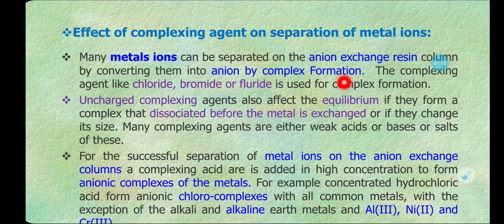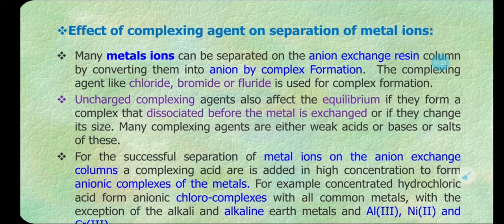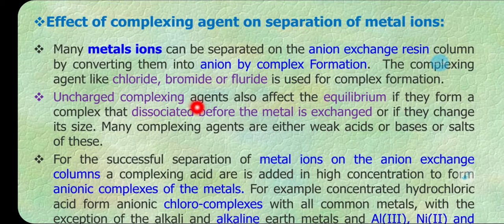The complexing agents are like chloride, bromide, fluoride, etc. The uncharged complexing agent also affects the equilibrium if it forms a complex that dissociates before the metal complexes can exchange in the resin. If they change size, many complexing agents are either weak acids or bases or salts of these. So we can form at least complexes having a stability such that they cannot dissociate before the exchange.